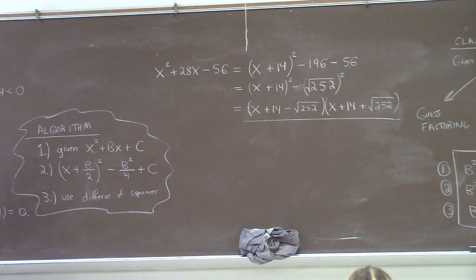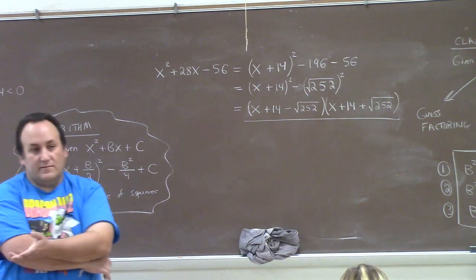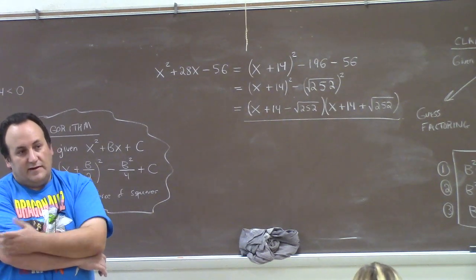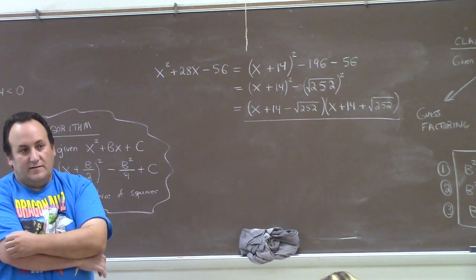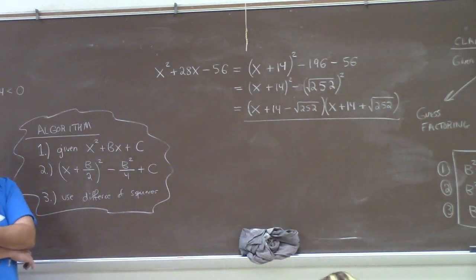How long would it have taken you to guess x plus 14 minus root 252 times x plus 14 plus root 252, right? My point to you is we could not have factored that using guess and check. But we can do it with completing the square, and it's actually not that hard, because we don't have to do any kind of guessing.